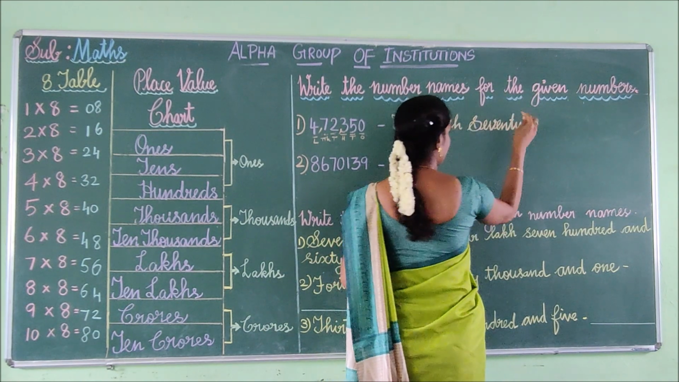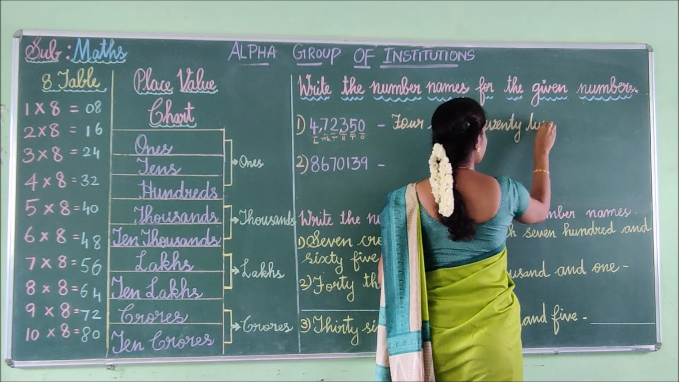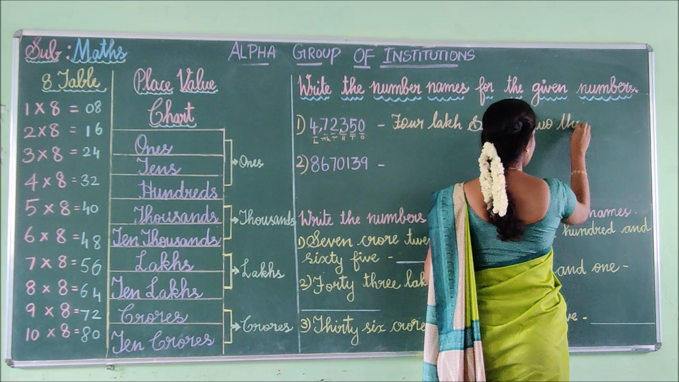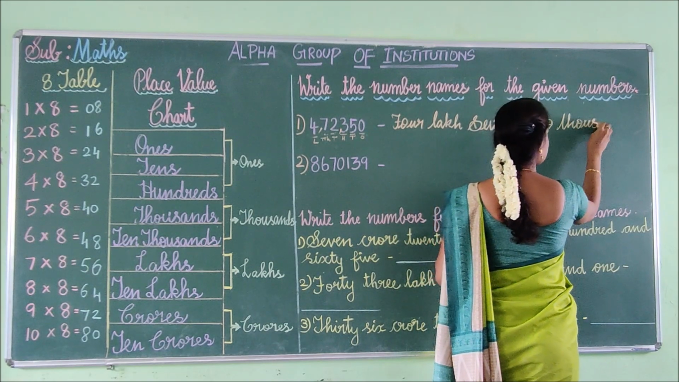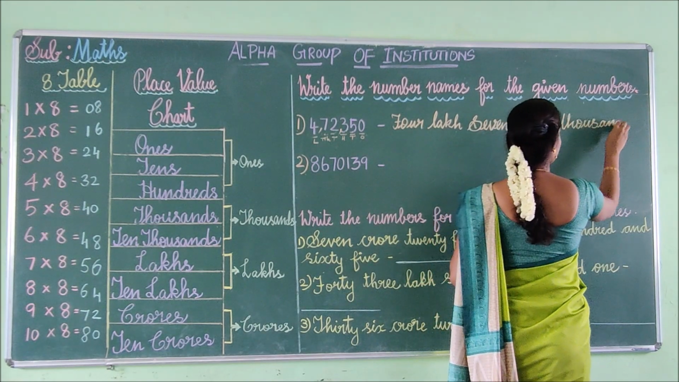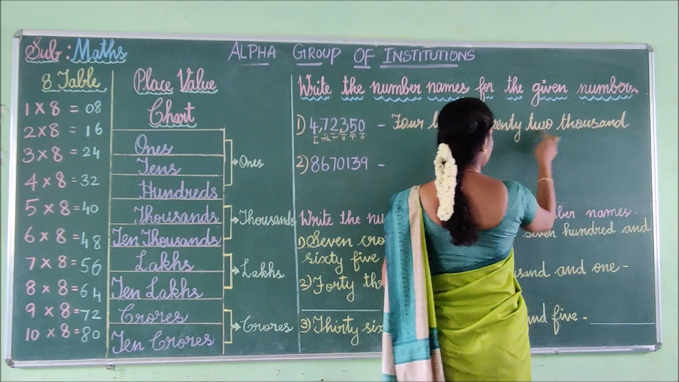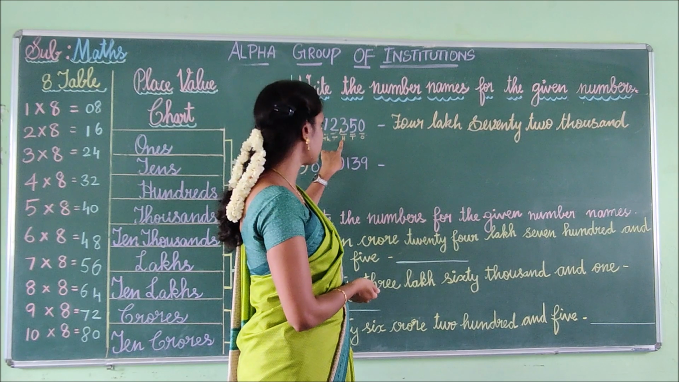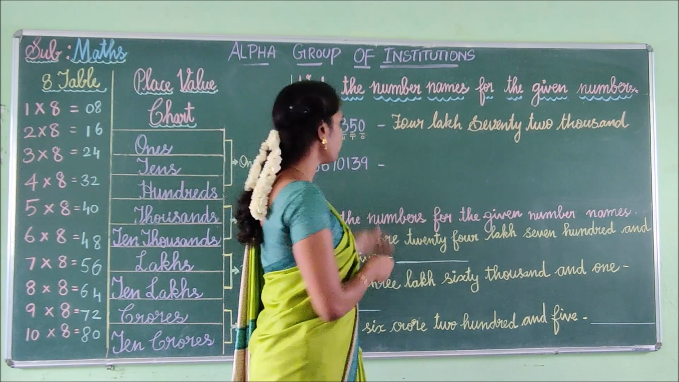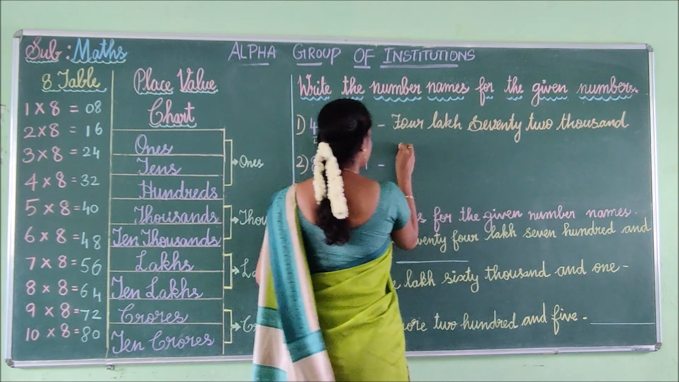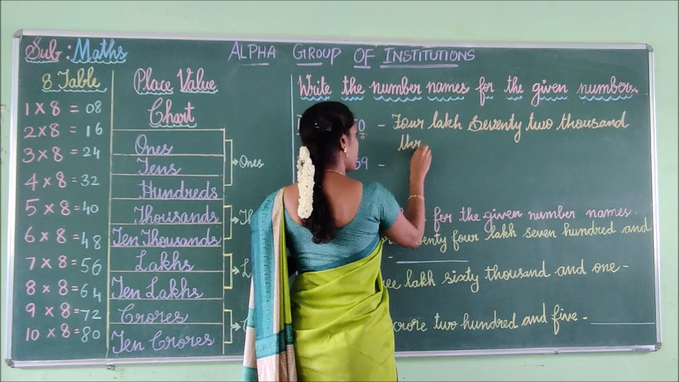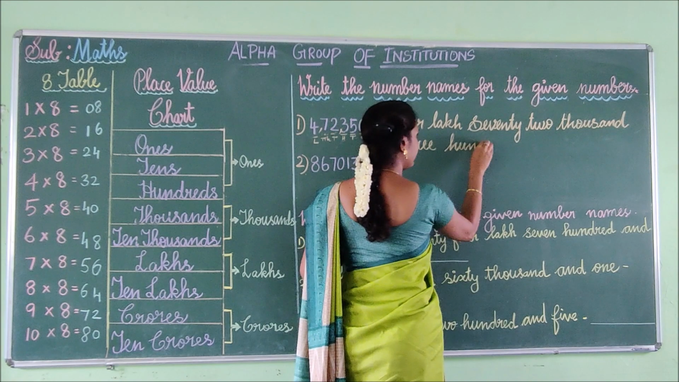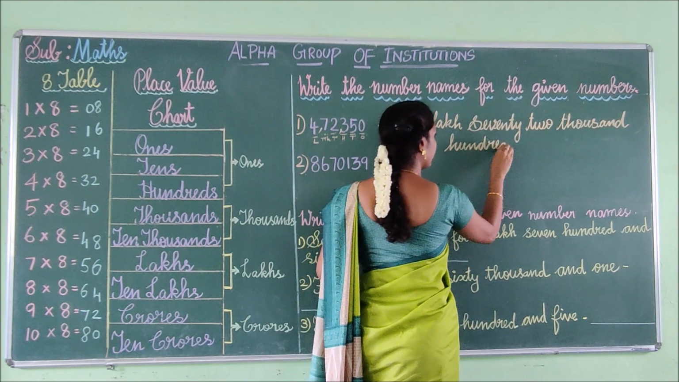S-E-V-E-N-T-Y. 72. T-W-O. 2,000. T-H-O-U-S-A-N-D. 1,000. 72,000. Next, 300. 3 is in the hundreds place. So 300. T-H-R-E-E. 300. H-U-N-D-R-E-D. 100.